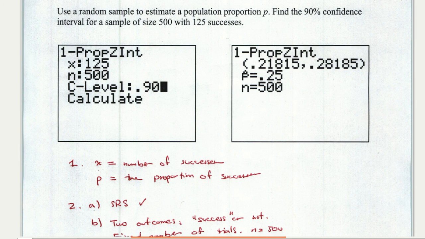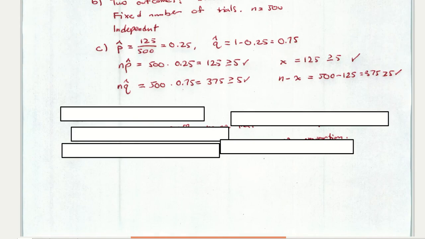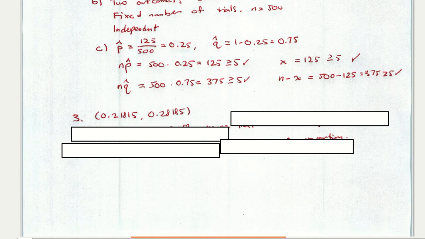It's also giving us the confidence interval, about 22% to about 28%, 0.21815 to 0.28185. So we're going to go down here, and we're going to state our confidence interval for the true population proportion at a 90% confidence level.